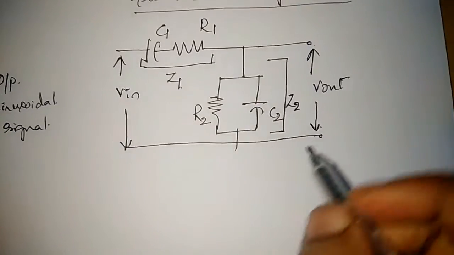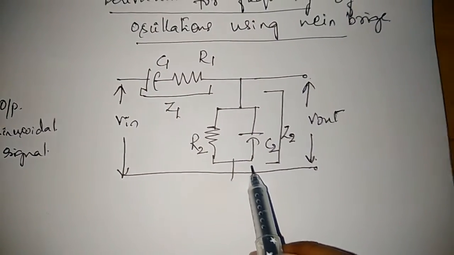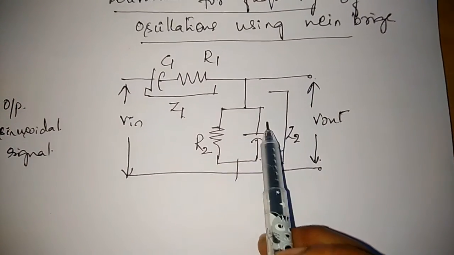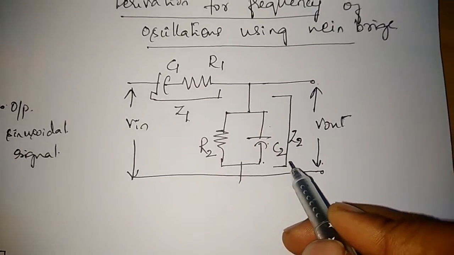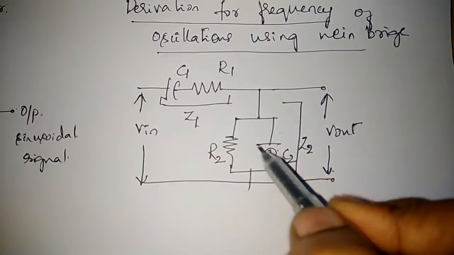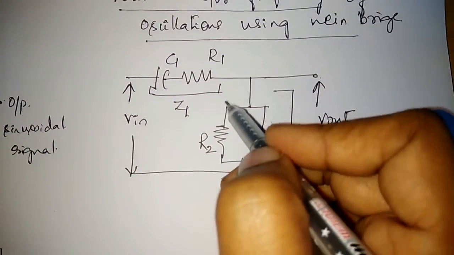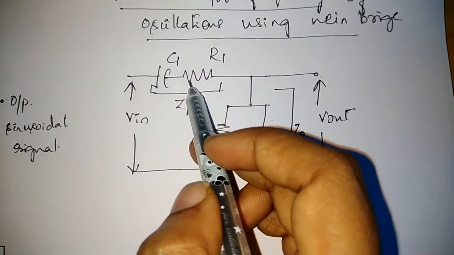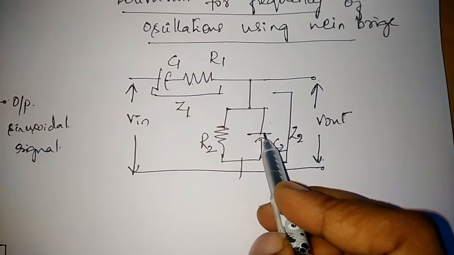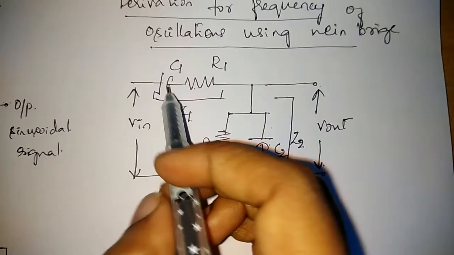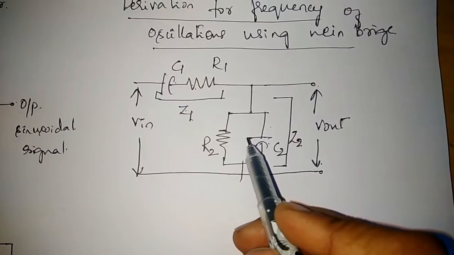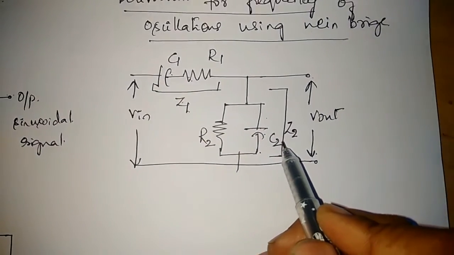So let us consider the feedback network of the Wien bridge oscillator, as shown in the figure, which consists of two RC sections. One RC network is connected in series, the other RC network is connected in parallel. Now let us consider the impedance of the series RC network as Z1 and the impedance of the parallel RC network as Z2.